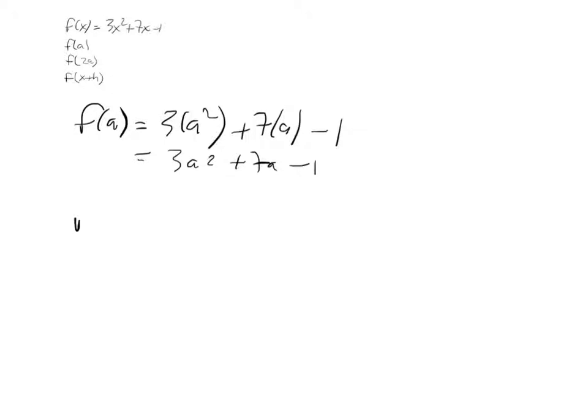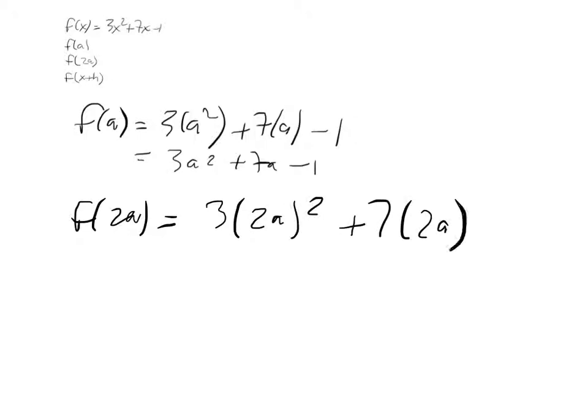Suppose we wanted to find f of 2a. F of 2a is going to be 3, my input is 2a squared, plus 7 times 2a minus 1. Or, let's see, 2 squared is 4, 4 times 3 is 12a squared, plus 14a minus 1.